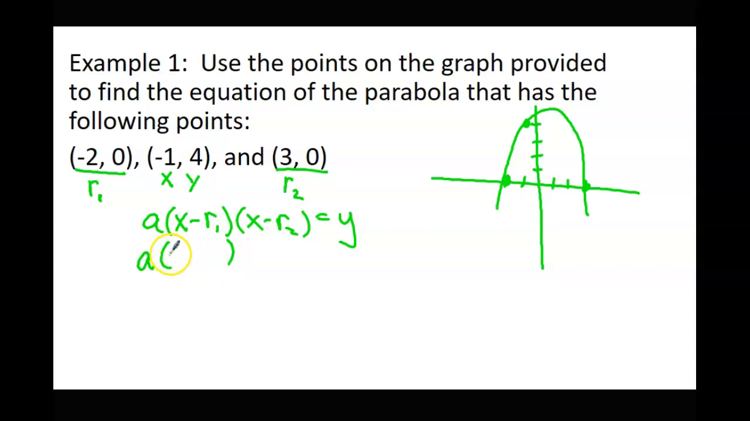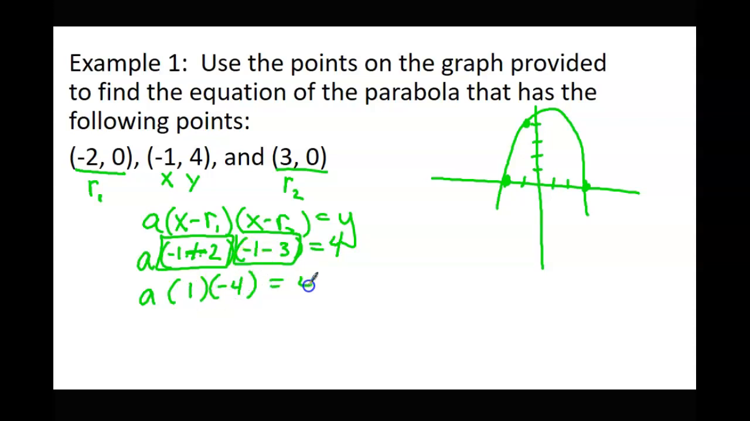What is x? What is R1? What is x? It's negative 1. Same thing. Minus what's R2? What's y? 4. Now, we're going to simplify this and this separately. So, first of all, double negatives becomes a positive. And what's negative 1 plus 2? It's 1. And what's this going to make? And what's negative 1 times negative 4?